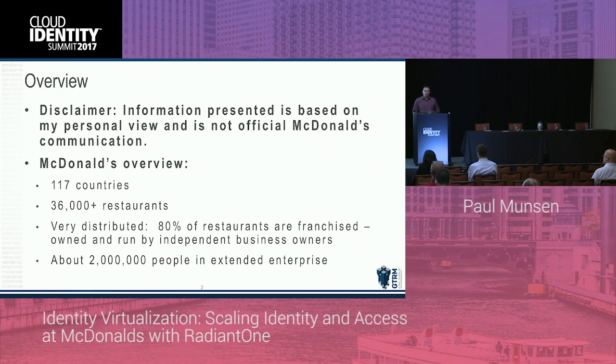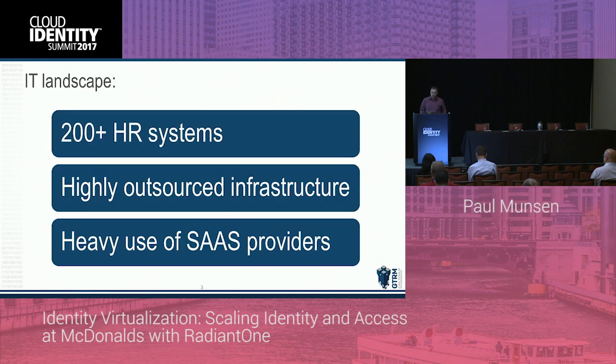While McDonald's has a very centralized, consistent brand message, it's really a very distributed company behind the scenes. About 80% of our restaurants are franchised organizations. That means they're owned by independent owner-operators, and they're really independent companies. So since this is an identity conference, though, you're interested in people. In our extended enterprise, we have about 2 million people, and that consists of our corporate employees, franchisees, restaurant managers, and then the crew members that actually do the work in the restaurants. So it makes for a rather large environment.